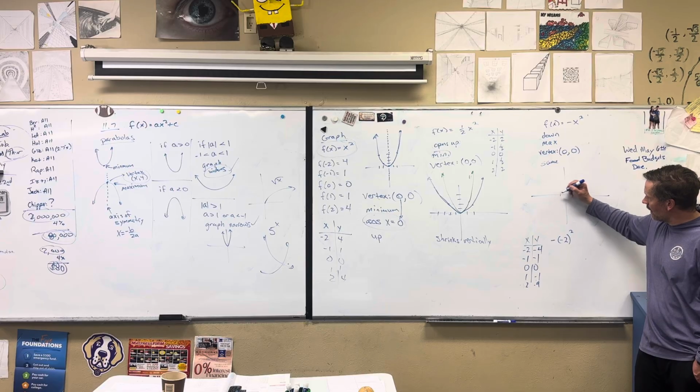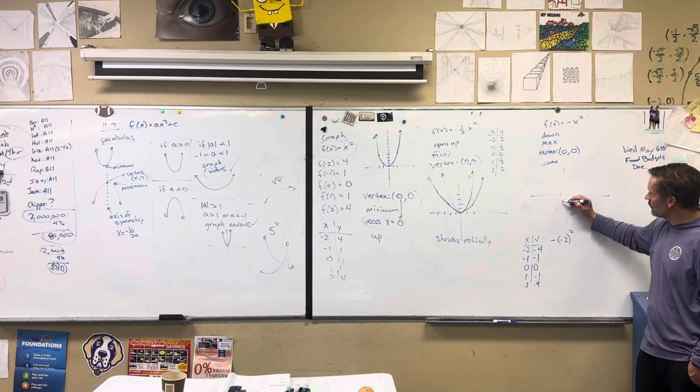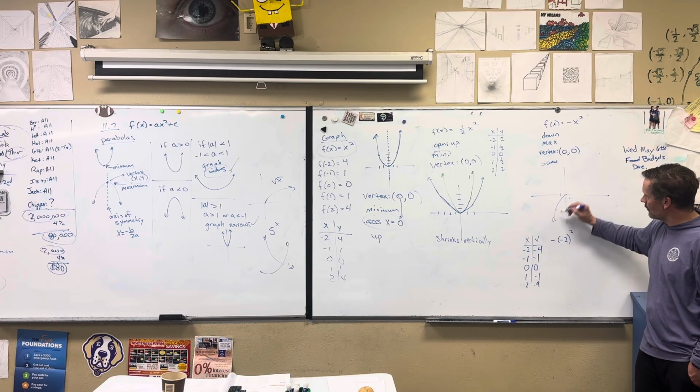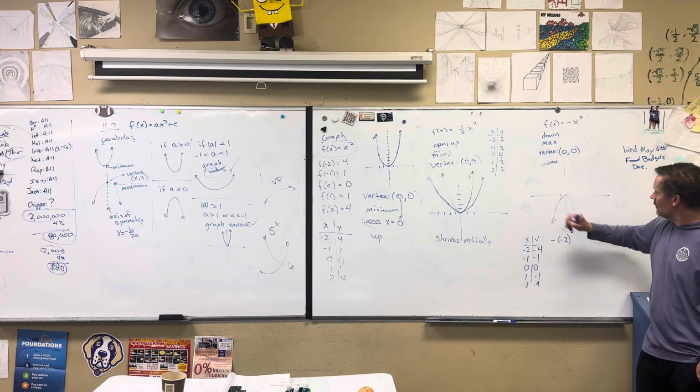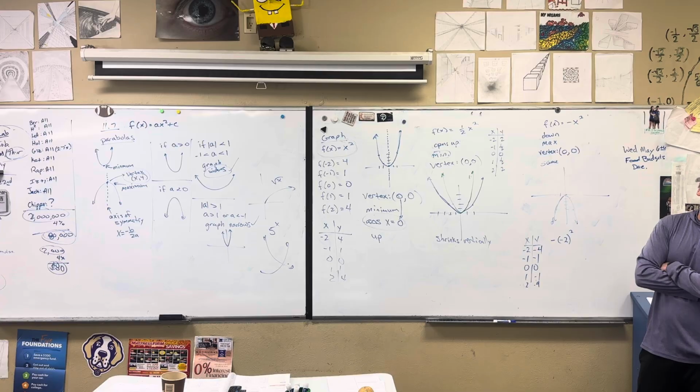So we recognize that this one is just a mirrored graph. Sorry, my marker's dying here, but it's a mirrored graph going just down. So exact same graph as x squared, except it opens which way? Down. Okay?